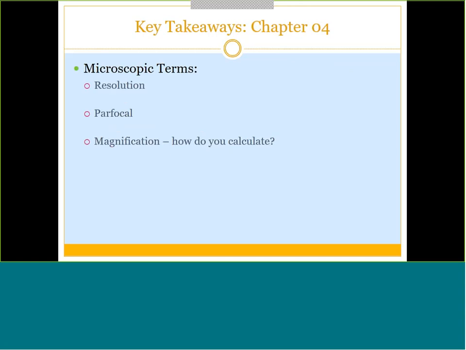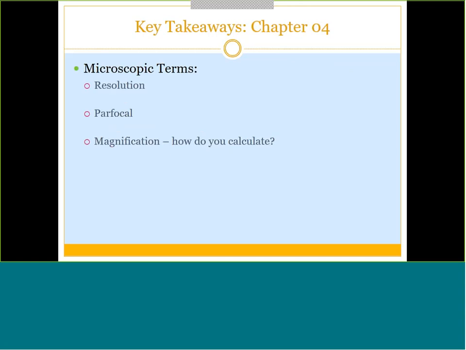This is just referring to the clarity of an object. So when you're looking in through the microscope, how clearly can you see the objects in there? So that would be resolution. It would be the ability to see two objects as two separate objects. They don't overlap, they're not fuzzy, that would be resolution.